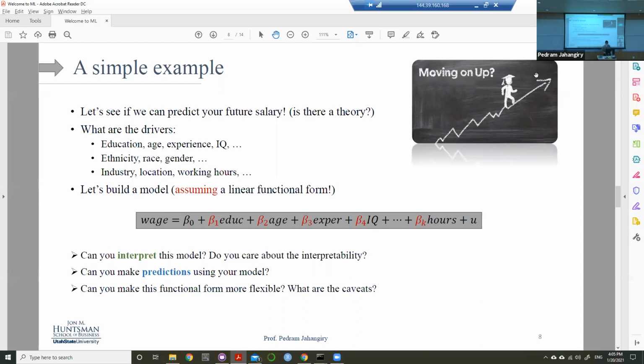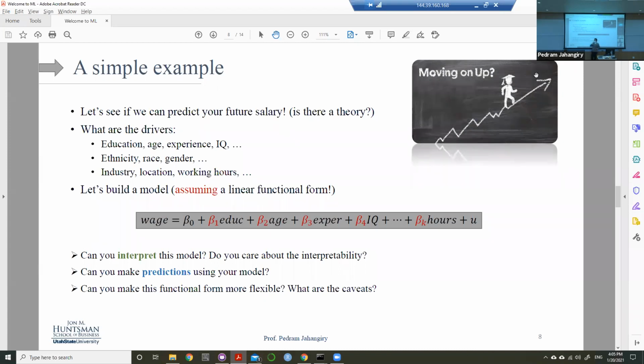Okay, then the last one. Can you make this functional form more flexible? What are the caveats? So what do I mean by making this functional form flexible? Right now it's linear. Everything's linear. You can bend this line as much as you want, right? But the problem with that is, so for example, why may I be interested in putting education to the power of 2 in this model?